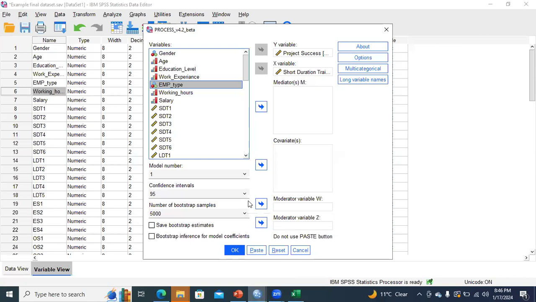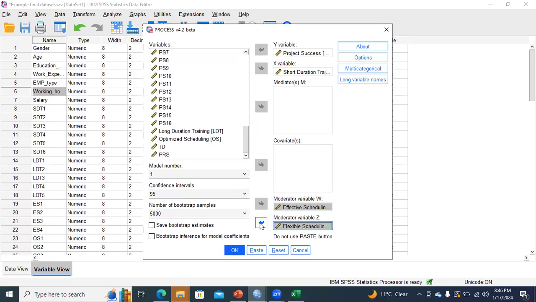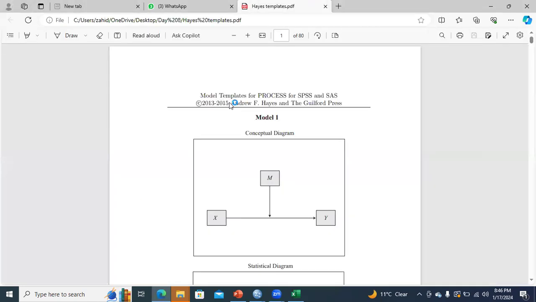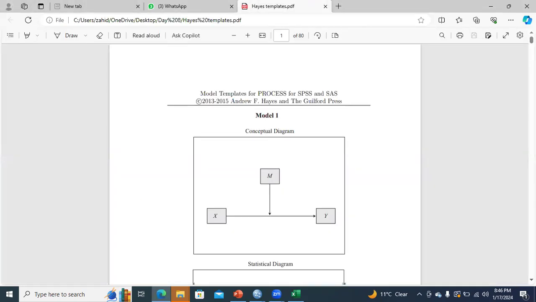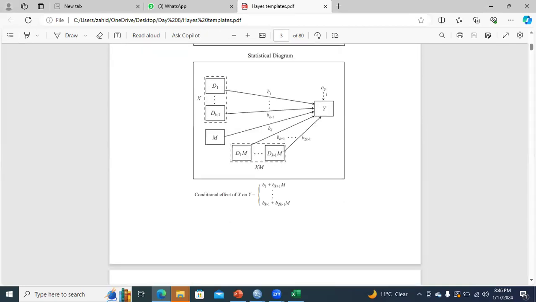So we need to choose them, ES and FS. ES goes to the first moderator W, and FS goes to the second moderating variable Z. One thing we need to find out from here, because we are applying two continuous moderating variables, is the model number. I will share this file with you. You need to verify the model number according to the graph.